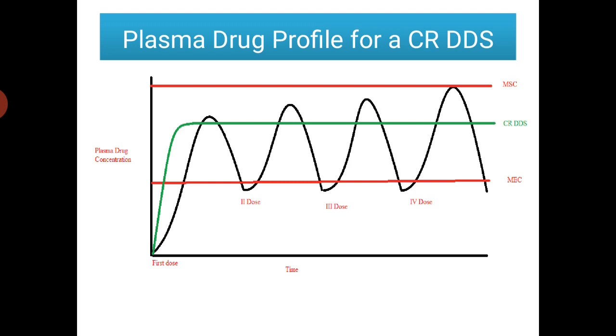Irrespective of the amount of drug present in the tablet, slowly at a controlled rate, this tablet releases a drug molecule. For example, a tablet is having 500 mg of drug molecule.